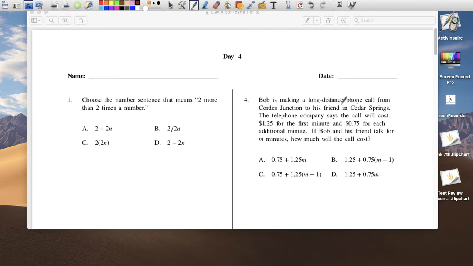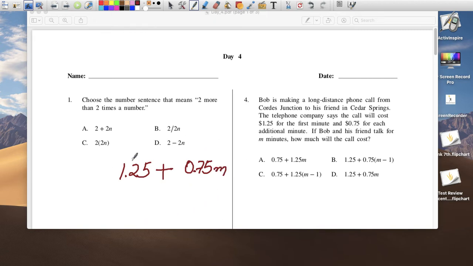Bob is making long-distance phone calls from Junction to Springs. The telephone company says the call will cost $1.25 for the first minute and 75 cents for each additional minute. If Bob and his friend talk for N minutes, how much will the call cost? Well, it's definitely going to cost them $1.25 for the first minute. So no matter what, first minute, they talk and he pays $1.25 plus the second minute and the third and the fourth and the fifth. Every minute after that, it's going to be 75 cents times however much he talks.